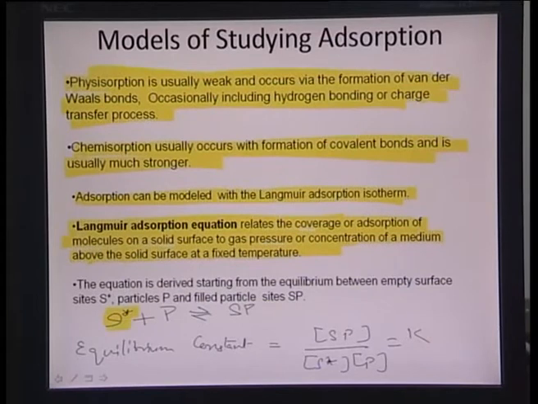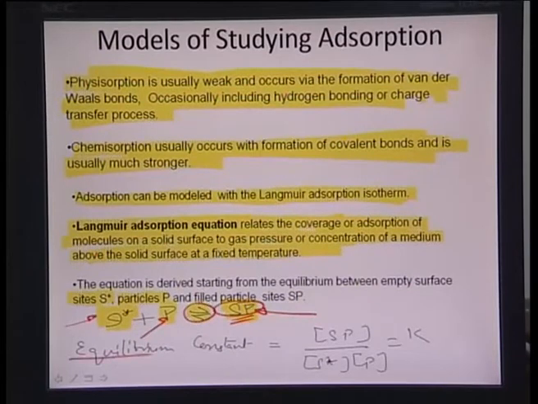Let us say S star is the number of sites available on a particular surface. You are adsorbing particles P onto these S star sites on that surface, and the filled sites are represented as SP. So typically there is an equilibrium between these two. You have S star, the number of active available sites, and P, the number of particles, and then this is the filled site, SP. There is an equilibrium between these, as you can see.